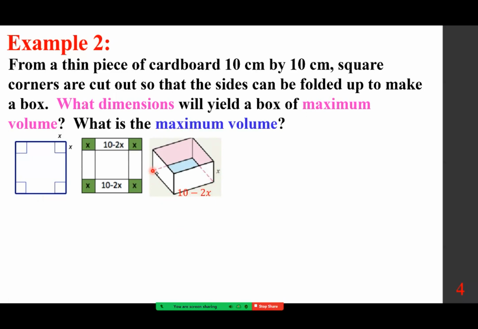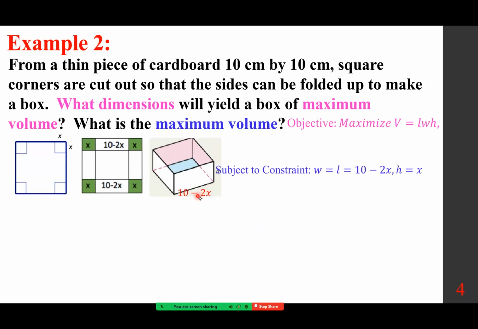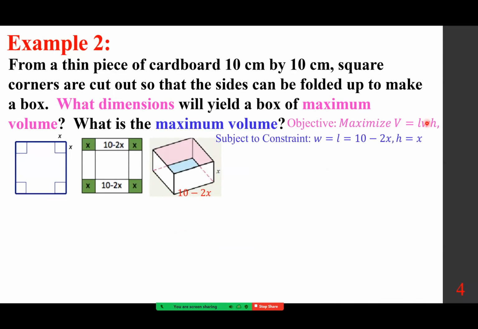The objective function is to maximize the volume, which is the length times width times the height. And the constraint is that the length and the width are both the same, 10 minus 2x, with the height being x. So if you replace L, W, and H with what we have here, we have done a question like that with different numbers. Here's the volume.